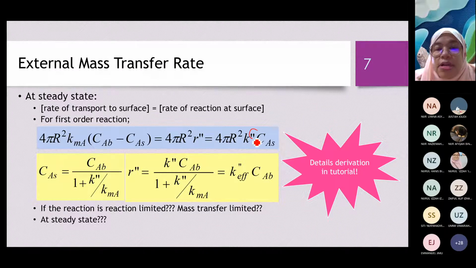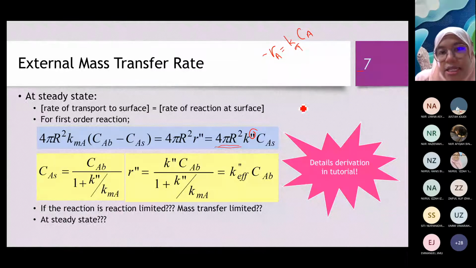Looking here, the difference is only at this part, because we want to differentiate the rate of catalytic surface reaction from the rate of homogeneous reaction. Previously, in Reaction 1, you wrote the rate of reaction as negative r_A equals k C_A. This k is based on the number of moles and concentration of the liquid for a homogeneous reaction. But for a heterogeneous reaction, it is based on the surface area where the reaction occurs.